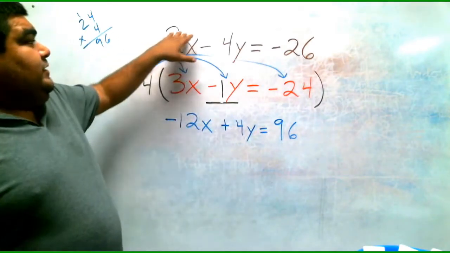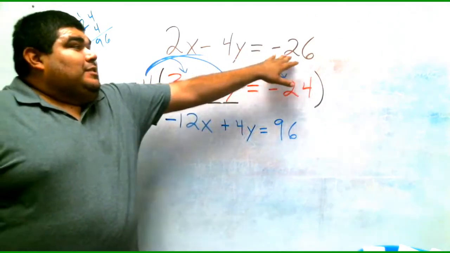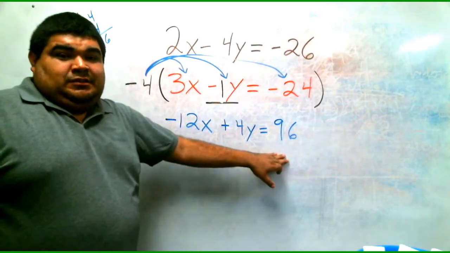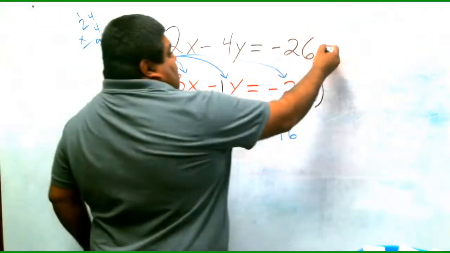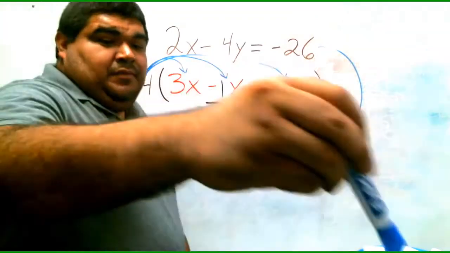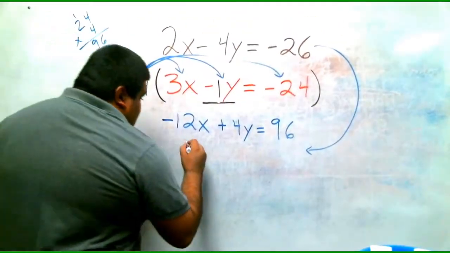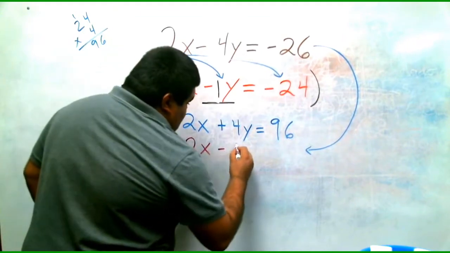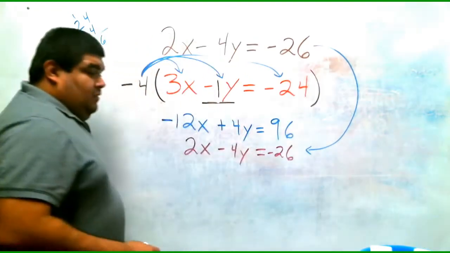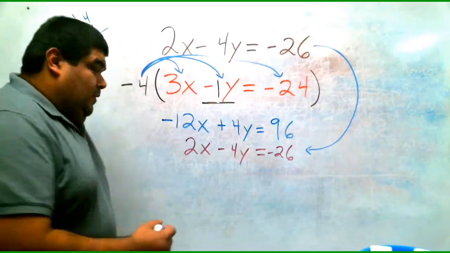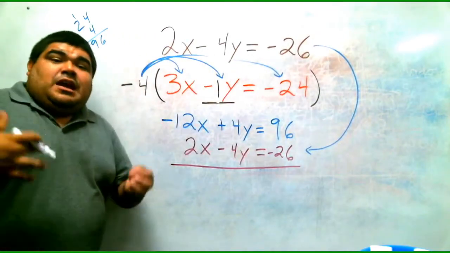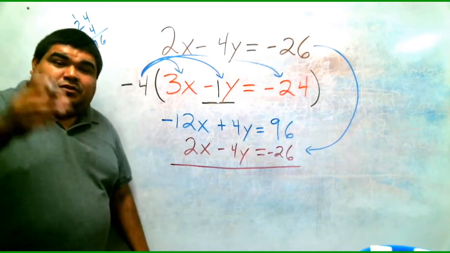Now we have 2x minus 4y equals negative 26, and then negative 12x plus 4y equals 96. All I'm going to do now is bring this equation under our new equation. So we have 2x minus 4y equals negative 26. What we're going to do now is make a little line under. Now we're going to do regular adding and subtraction to each one of those pairs.